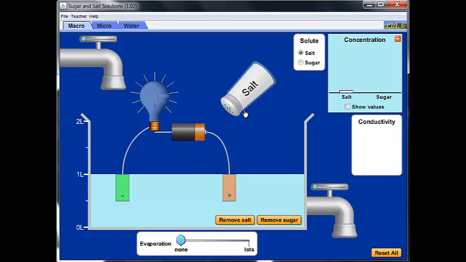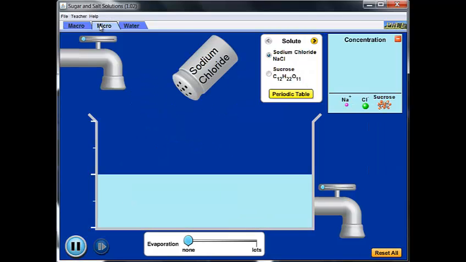So why did the salt conduct electricity when dissolved in the water when the sugar did not? They must be different. To see these differences, we need to examine this at a particular level, indicated here by the microtab. At this level, we can understand the differences that arise between salt and sugar when dissolved in water.